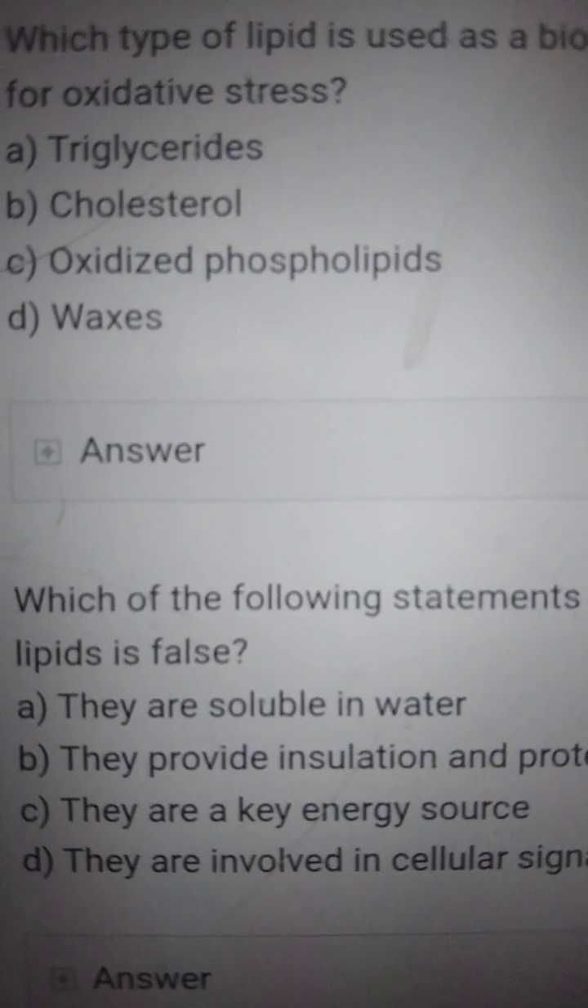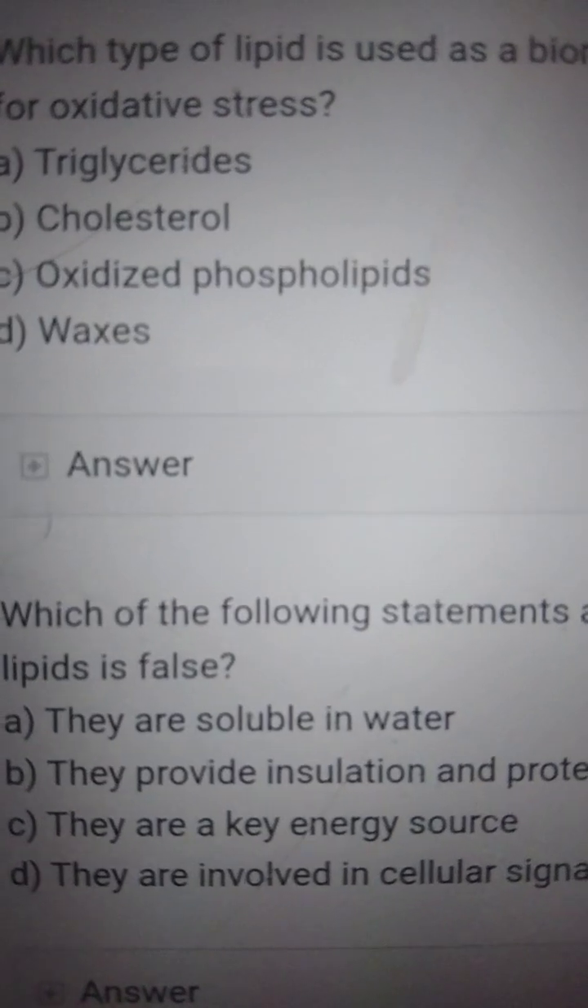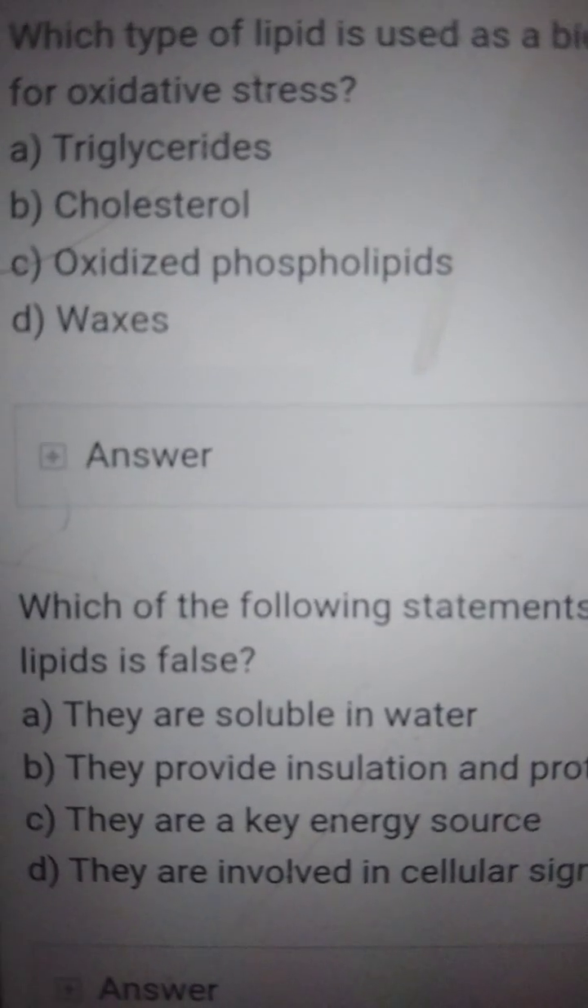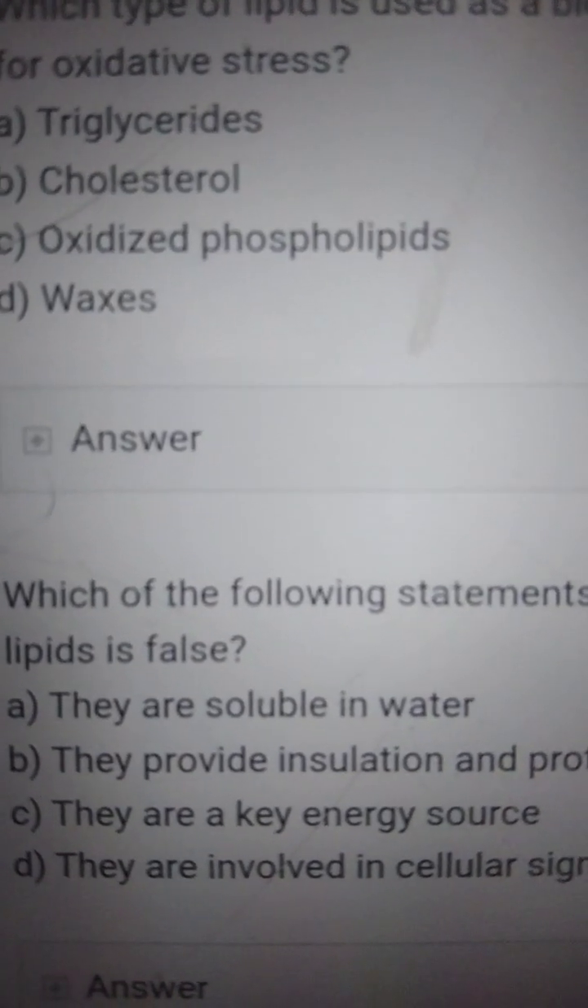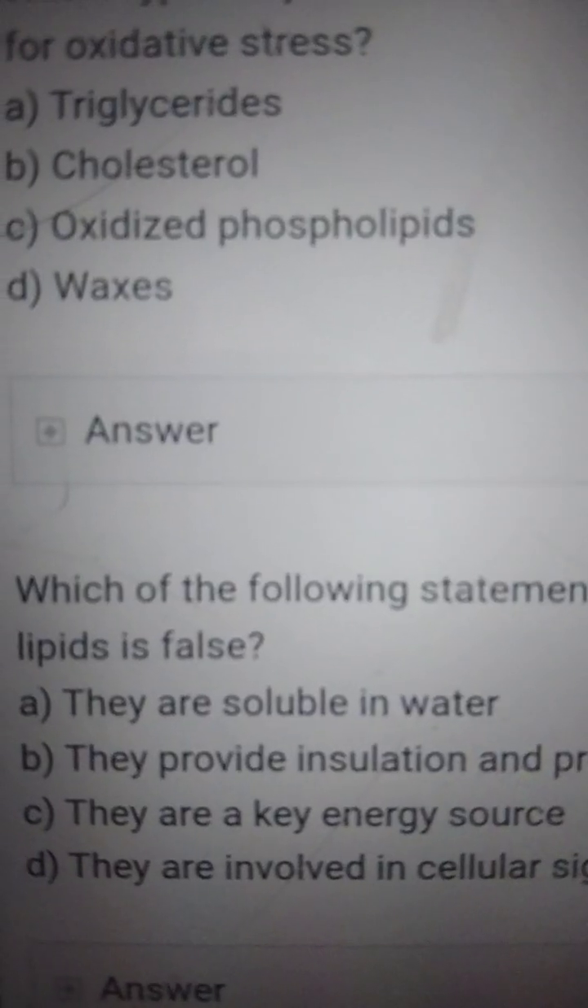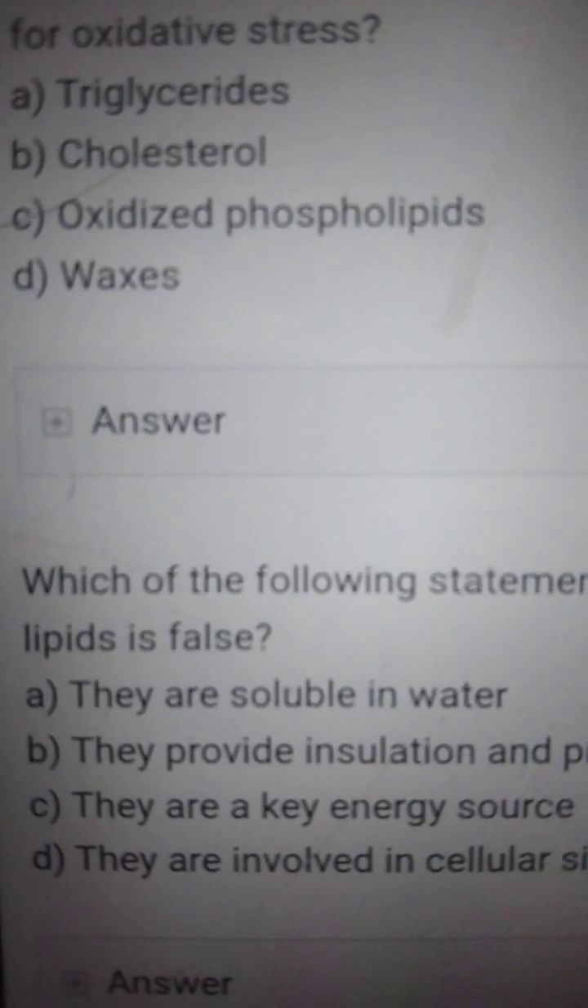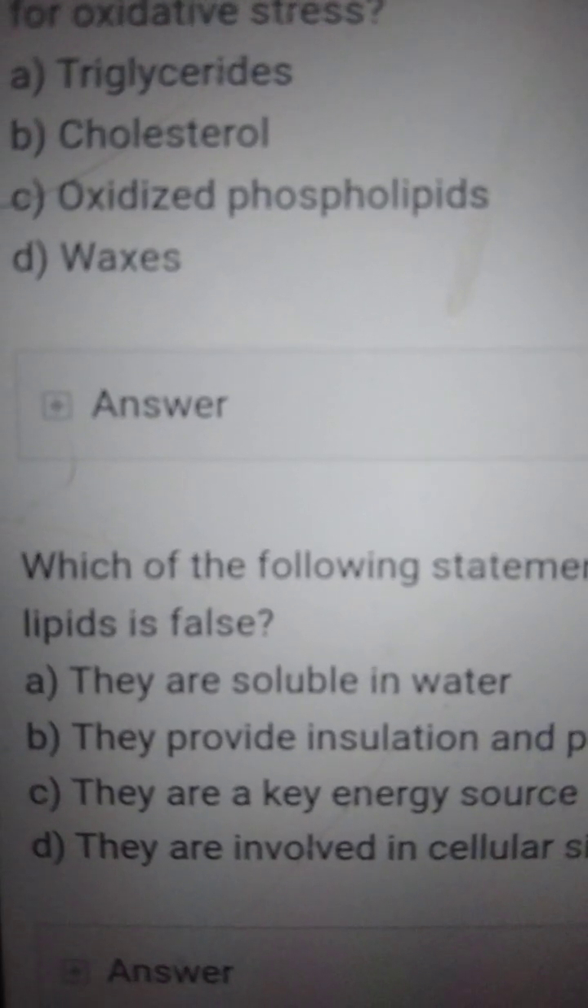Which type of lipid is used as biomarker for oxidative stress? Triglyceride, cholesterol, oxidized phospholipid, waxes? Simple answer is oxidized phospholipid.